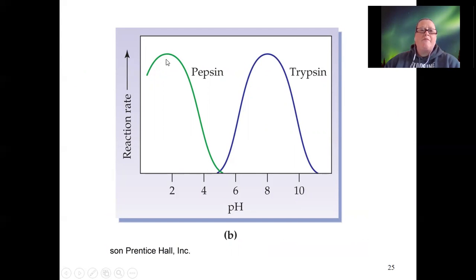You can see that the optimal enzymatic efficiency, or reaction rate, is around 2 for pepsin and around 8 for trypsin. And you can see that as the pH increases and it becomes more basic, the pepsin can still do its job, but there is a point where neither pepsin nor trypsin will be able to catalyze that protein and start breaking it down into the amino acids.